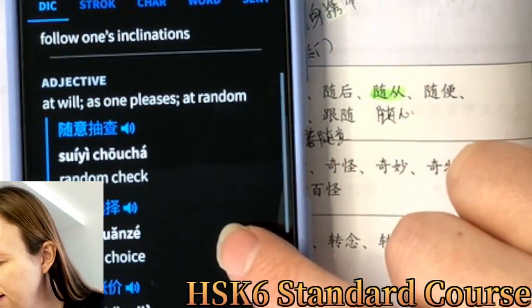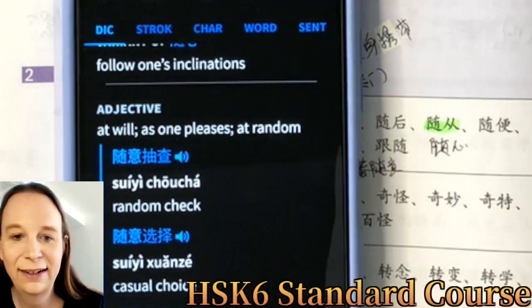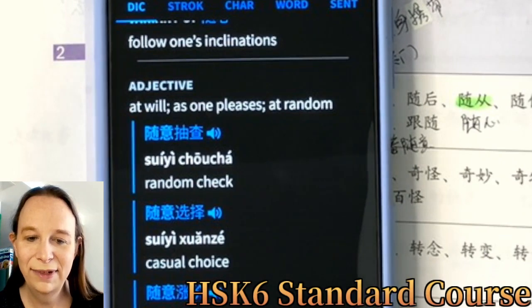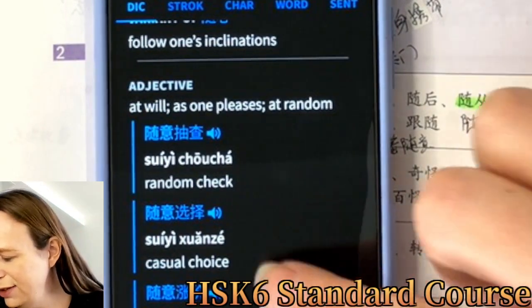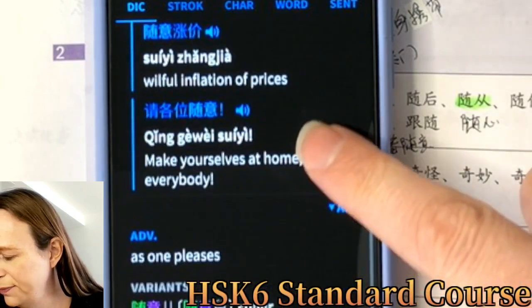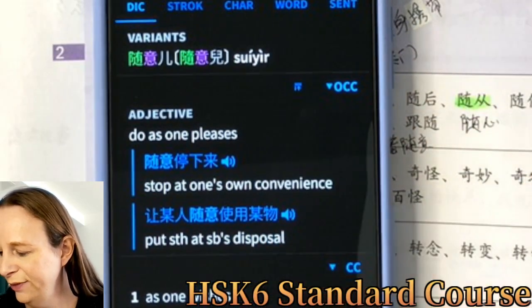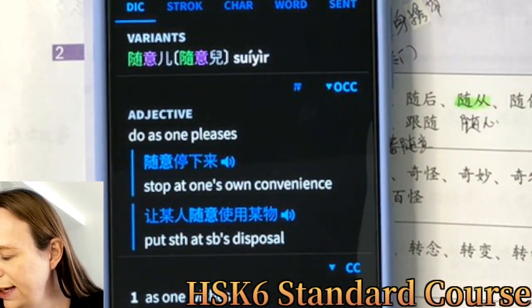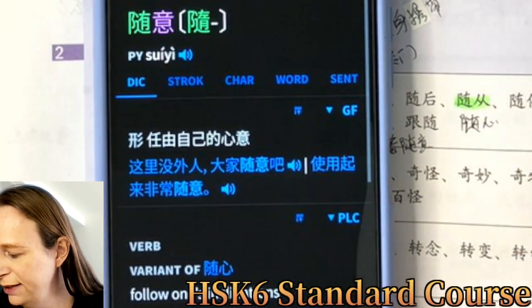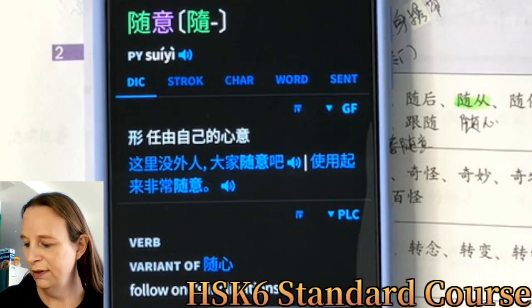随意抽查. Yeah, this is arbitrary. Random. Yeah. 随意选择. 随意涨价. This is unpredictable. 随意停下来. So adjective, verb. Alright, anyway.